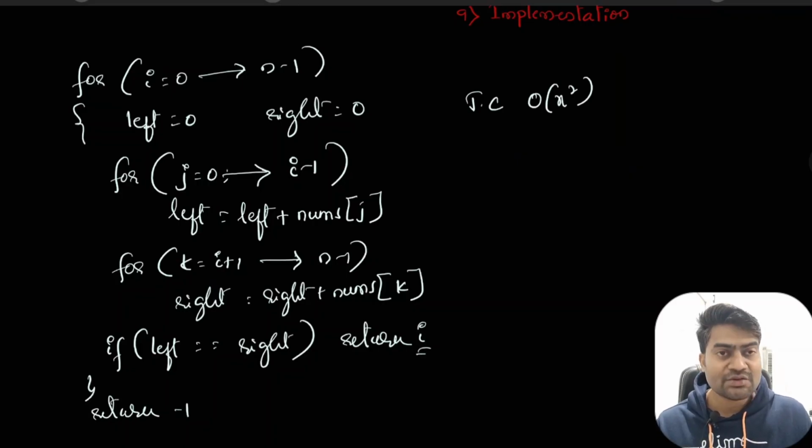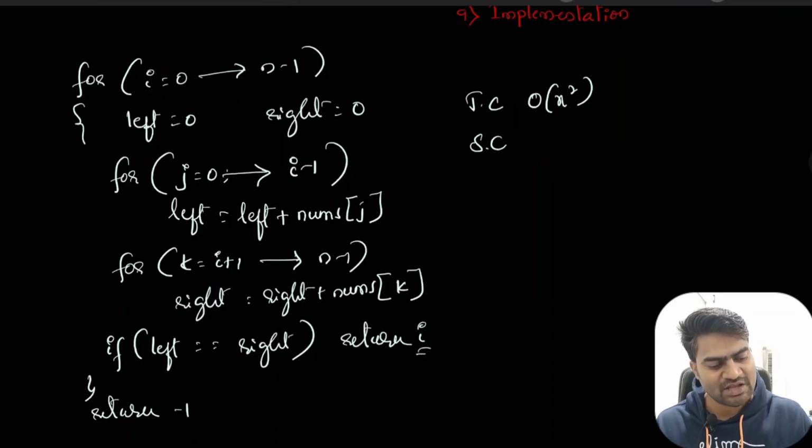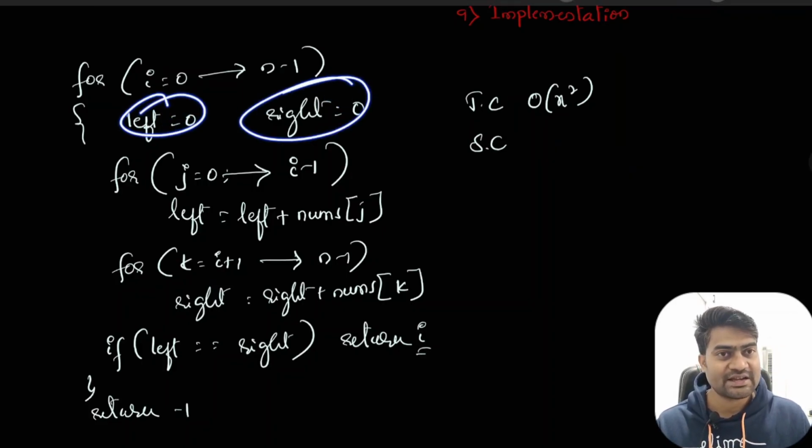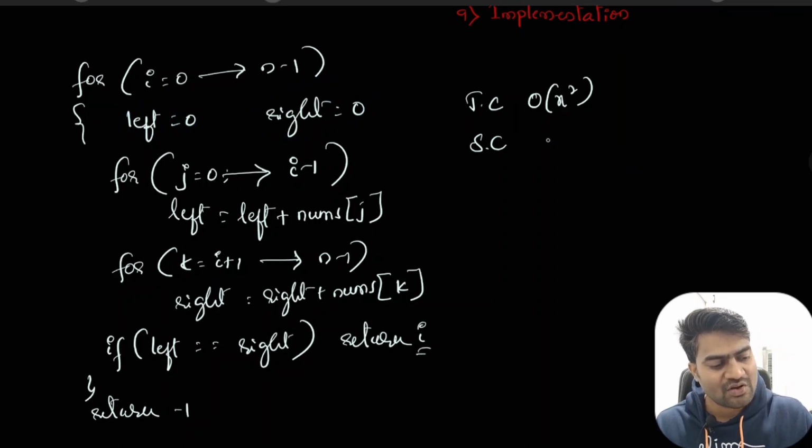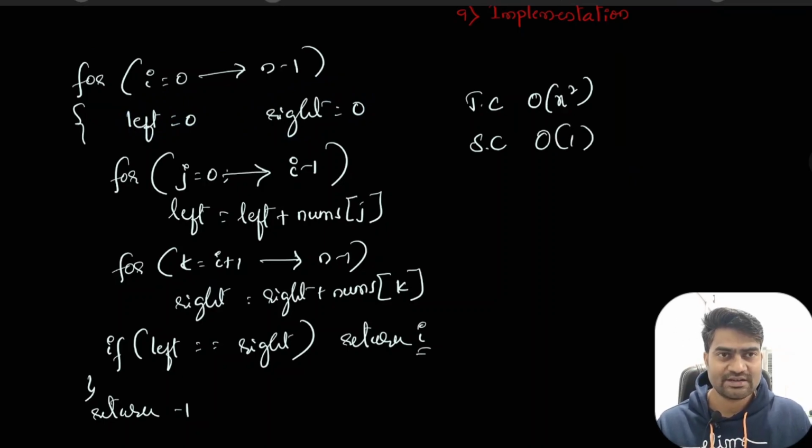Okay, so do we use anything extra here for the space complexity? No, right? I mean, we are not using anything extra apart from this left and right variables. So it means it is of order 1. Okay, so this is basically our time complexity and space complexity.